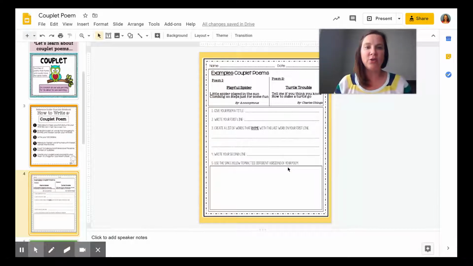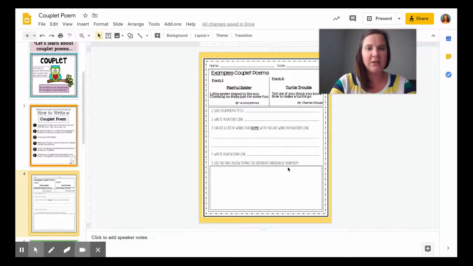The next one is called Turtle Trouble. And I really like this title because the author is using each word in the title starts with a T. And that is something that poets use called alliteration. It's a really big word. Can you say it? Alliteration. Alliteration is when you use two words that start with the same letter. And I encourage you to use some alliteration in your couplet poem if you'd like.